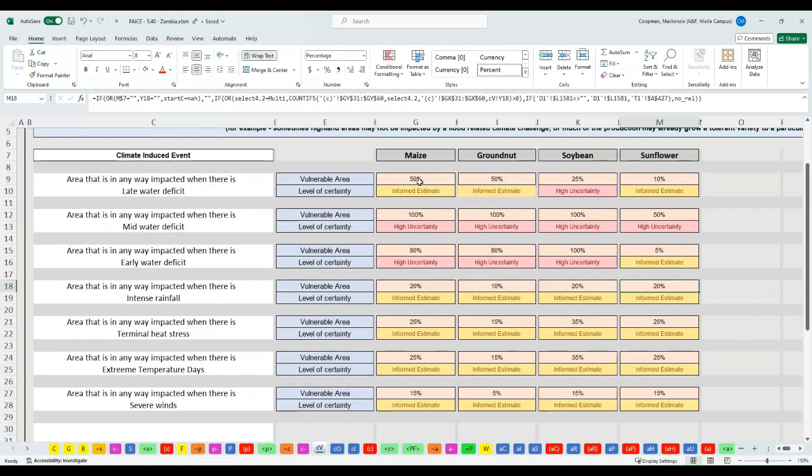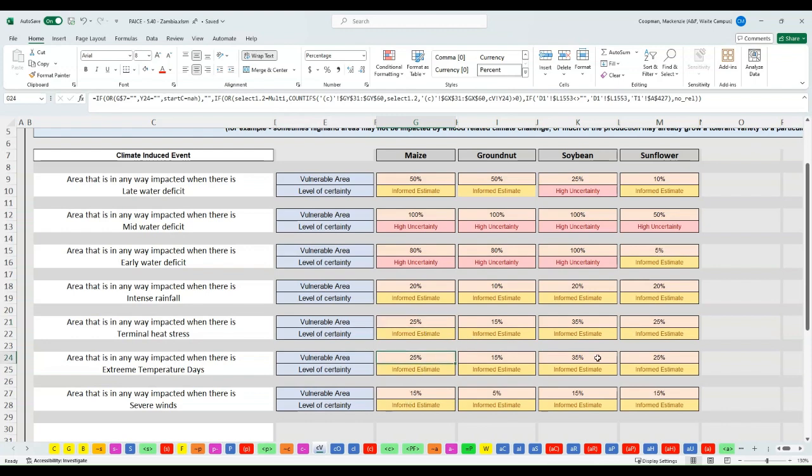Moving down here, intense rainfall, same deal. Is there any reason that maize would not be affected by intense rainfall? I can't think of an example here where it wouldn't be affected. Terminal heat stress is another one. All of these crops would be affected by terminal heat stress if it got bad enough. And remember, you're looking at if in a very severe year, these crops would be affected. And for all of them, it's likely that they would be.